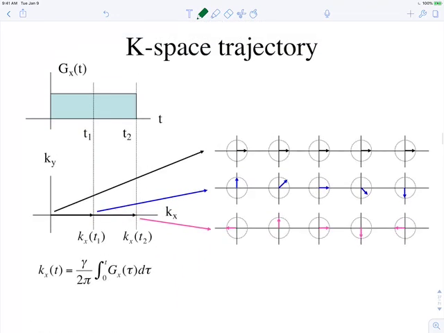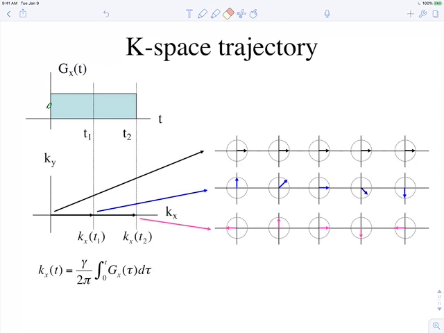So let's look at our first k-space trajectory. This is the most simple thing we can do. We turn on a gradient at time zero, keep it on for this amount of time, and then we turn it off. And we just want to say, where are we in k-space at every point in time? Let me erase that.